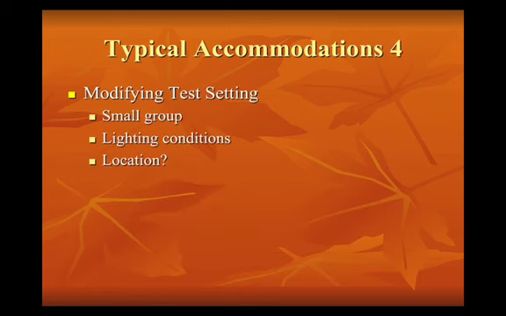The next one is modifying the test setting. And test settings can be changed in a number of different ways. We can go from being in a full group to a small group. We could change lighting conditions, or also just setting conditions for students who are easily distracted. I had some students in middle school, boys in particular, who really were easily distracted, and by putting them in a small group, kind of in a carrel situation where there were very few distractions, it was much easier for them to concentrate for short periods of time so that they could actually engage with the questions in the test.